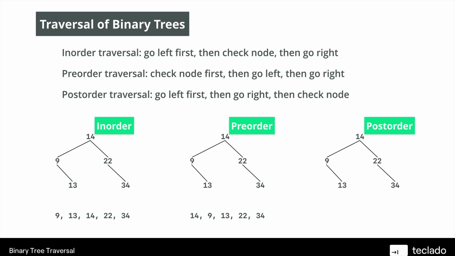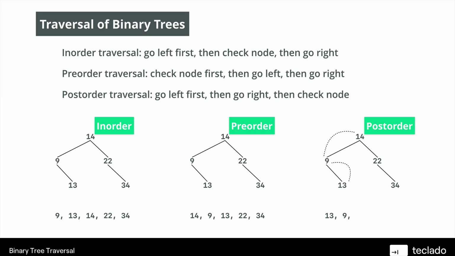Finally, the post-order traversal. The first thing you do is you go left, and then you go right, and then you check the node. So we go left, we are at 9, so we go left, but it doesn't have one, we go right, we end up at 13. Now we're at 13, so we go left, doesn't have one, we go right, doesn't have one, we print it out. We're back at 9. We've already gone right, so now we print it out.